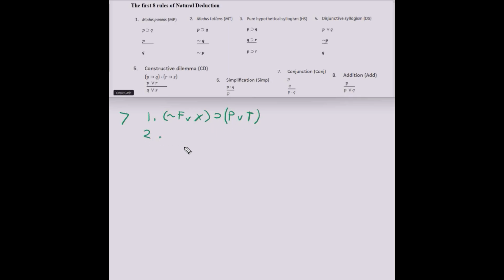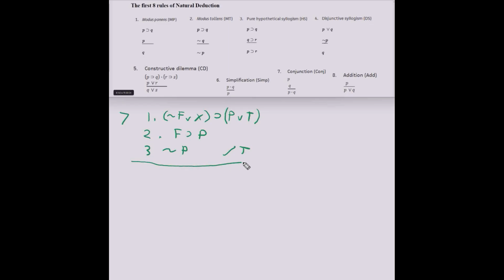Line 2 was if F, then P. Line 3 was it's not the case that P. The conclusion I want is T.